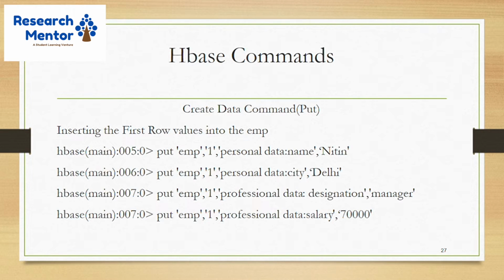For example, suppose I want to insert the first row in table EMP in terms of personal data. For this, just write put and mention the table name. Suppose your table name is EMP. After that, mention the row ID. Row ID is 1. Then mention the column family. The column family is personal data, and mention the column name, like name. After that, mention the value of name, that is Nitin. Nitin is a cell value.